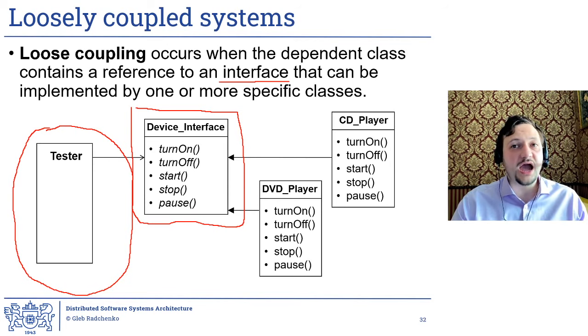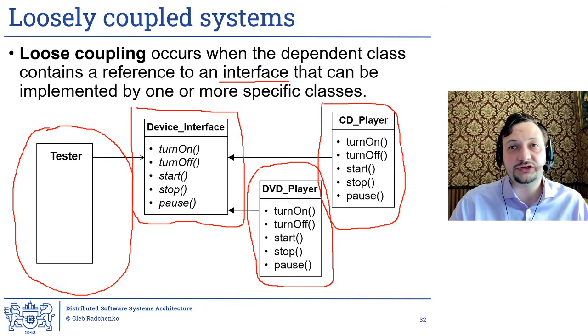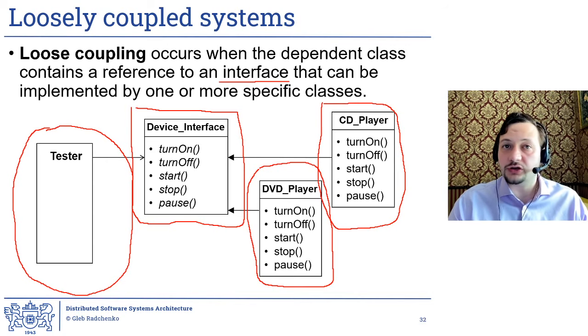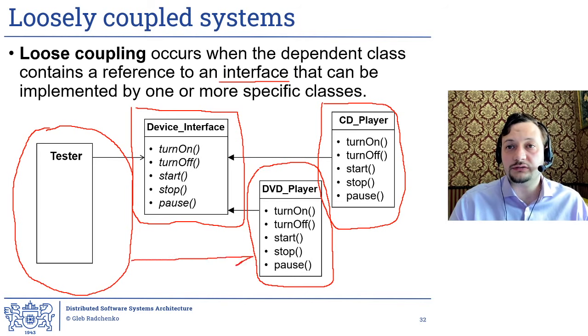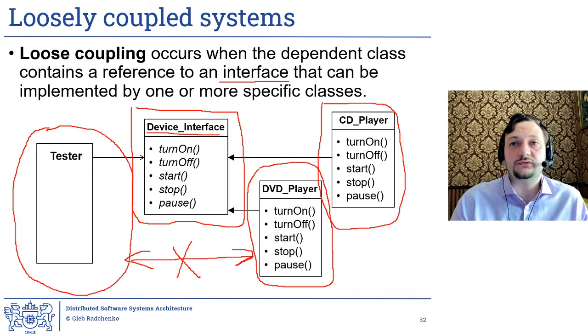How we implement this interface is a problem that is solved by each class that implements this interface separately. So now the tester should not know about the direct implementation of the device interface by the DVD player. We just know that DVD player implements the device interface. So we can create a tester class that would be universal for the DVD player and CD player.